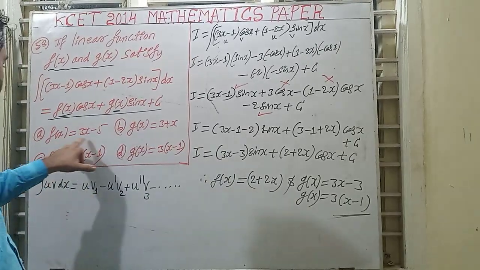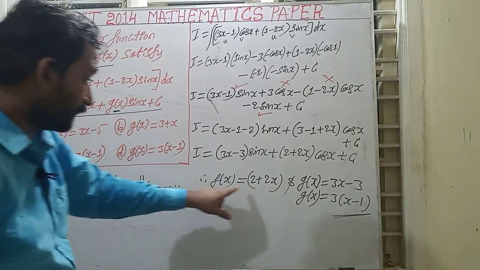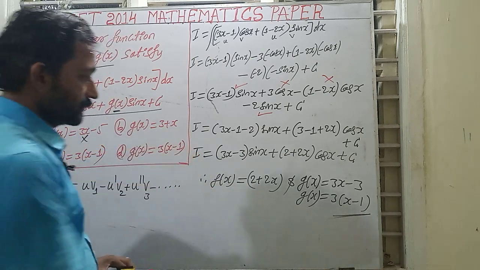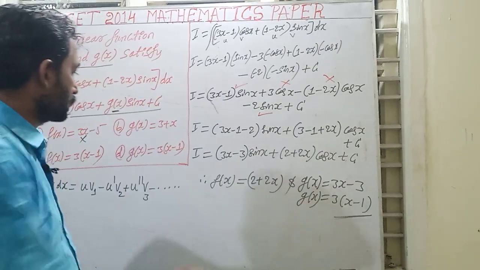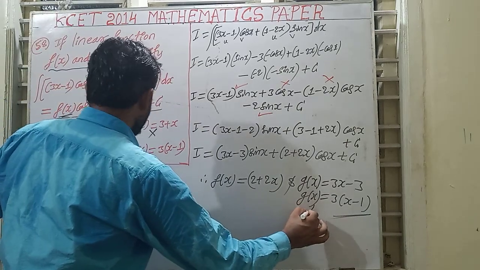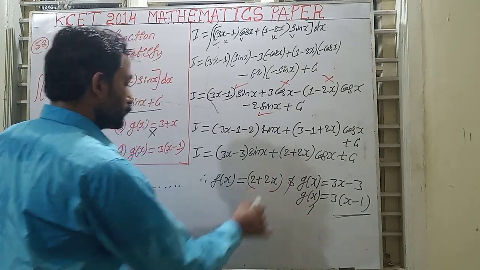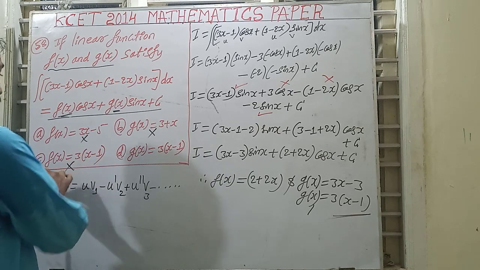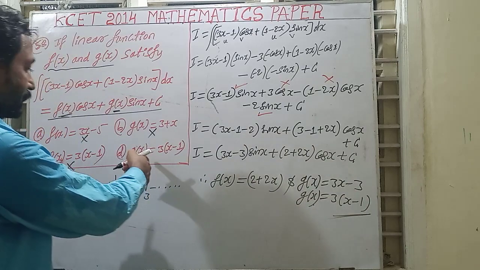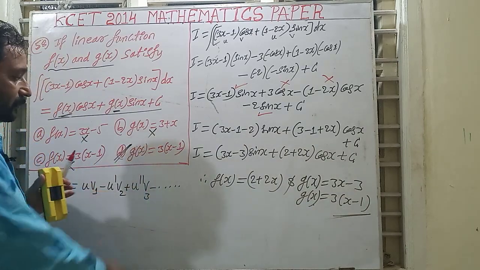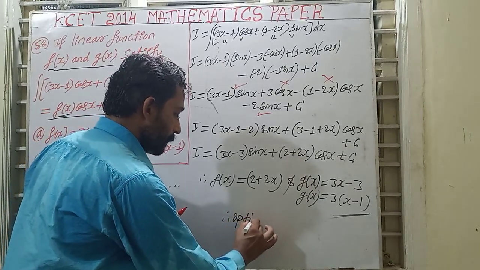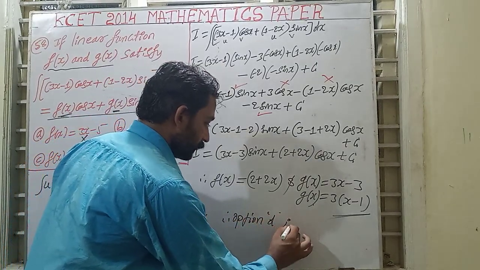So first option: f of x is 3x minus 5, but f of x is 2 plus 2x, so it is wrong. G of x is 3 plus 6, but g of x is 3 into x minus 1, so it is also wrong. Next, f of x is 3 into x minus 1? No, f of x is 2 plus 2x, so that is wrong. And g of x is 3 into x minus 1, yes, it is correct. Good answer. Therefore, option D is correct. Option D is correct.